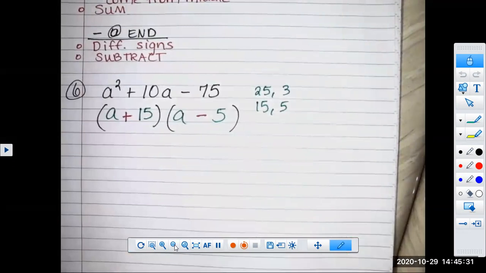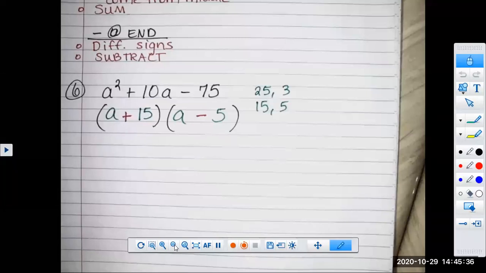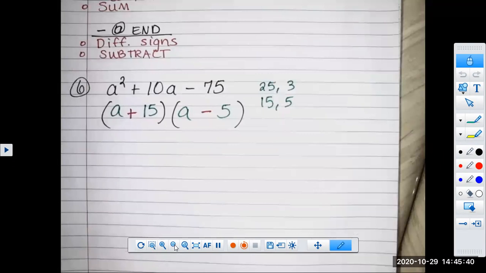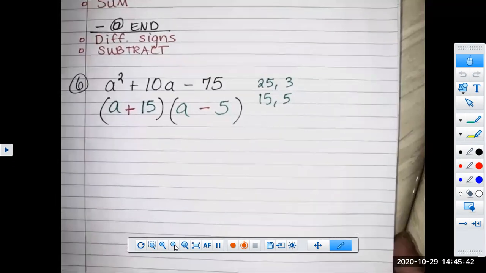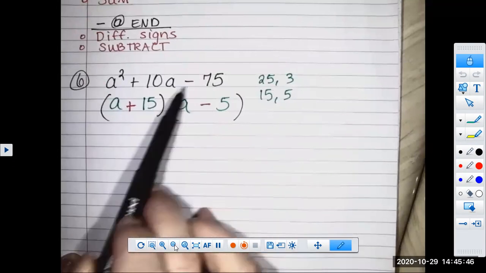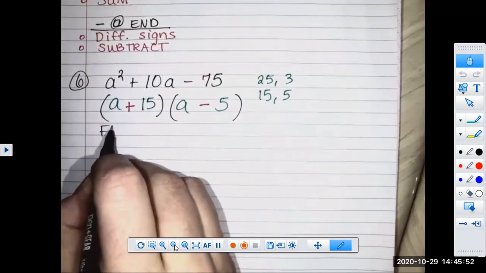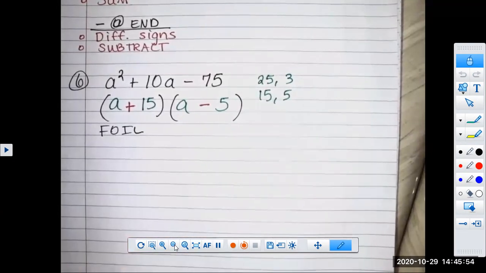You can check your work. What are you undoing when you factor? You're always undoing what? Like, how can I go from this back to that? You could FOIL or distribute. You're always undoing the distributive property when you factor.